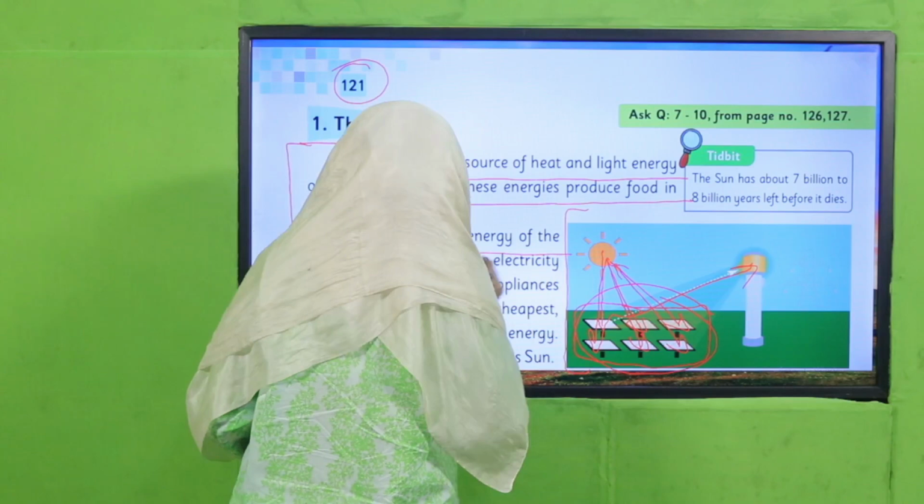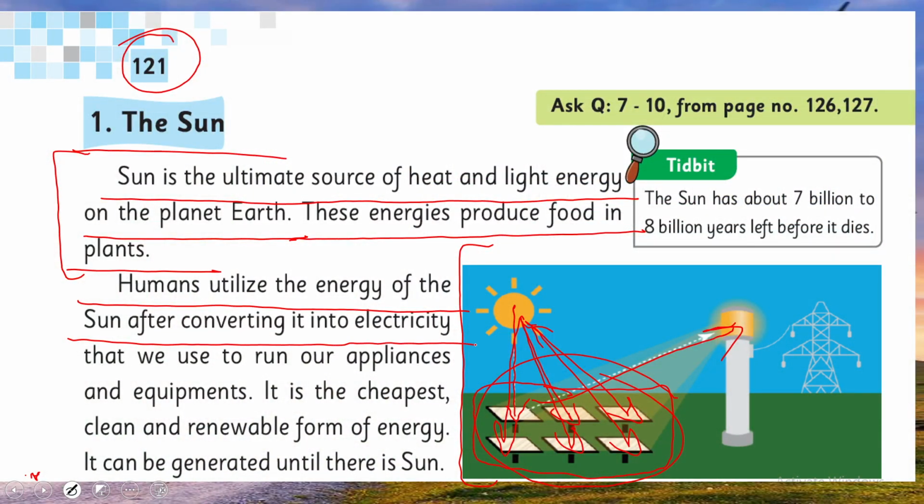Humans utilize the energy of the sun after converting it into electricity that we use to run our appliances and equipments. It is the cheapest, clean and renewable form of energy. It can be generated until there is sun.